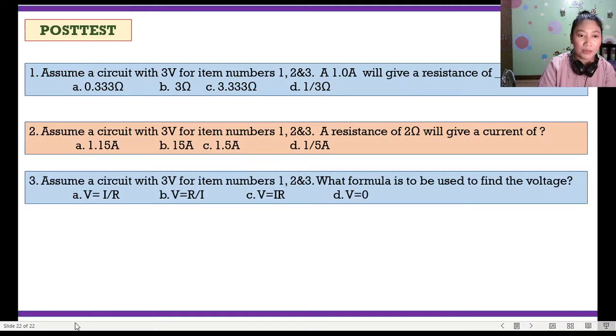Number 3, assume a circuit with 3 volts. So, hanggang number 3 lang yan. Yan, 3 volts na yan. What formula is to be used to find voltage? A, V is equal to I over R. B, V is equal to R over I. C, V is equal to I times R. Or D, V is equal to 0.